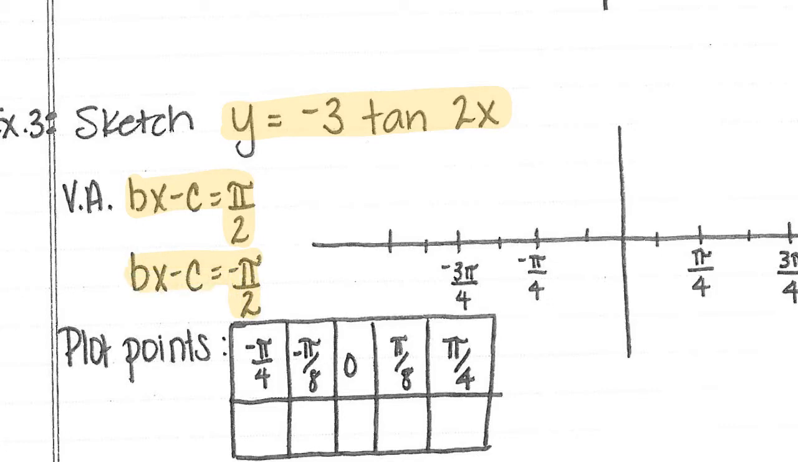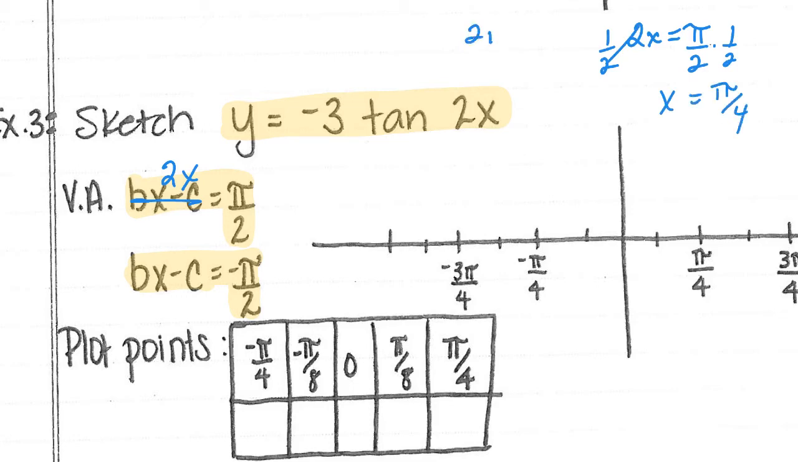So for the tan, if the vertical asymptote is at pi/2, this will be 2x equals pi/2. So let me write it over here so we can actually see it. When I multiply each by 1/2, x is equal to pi/4, and 2x is equal to -pi/2. Well, obviously this will be -pi/4. So I know that my vertical asymptotes will be at anything over 4.